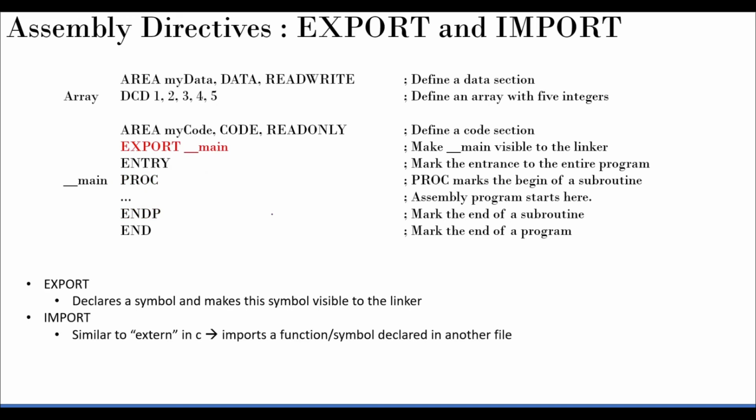Similar to that. And then export, import. So export declares a symbol and makes the symbol visible to the linker. That means you can include it at some other place. It's like include, right? Same as putting an external function, and later on you can include that function as a library. So something like that. It is to make sure that it is visible to the linker.